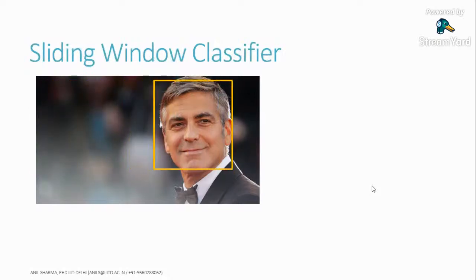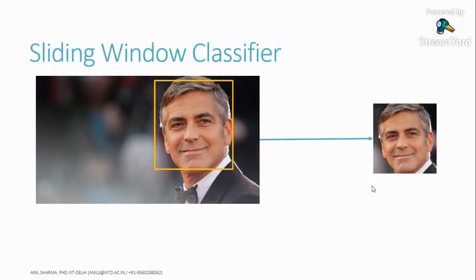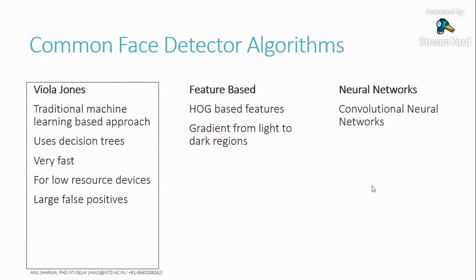Okay, so for example, in this case, we have slid over the whole image, and this is the output of the system: this particular window contains a face. So we will be using this in our face detection example. There are many common face detector algorithms. One is Viola-Jones, another is feature-based detectors, and the third one, and the most common one, is neural network-based.